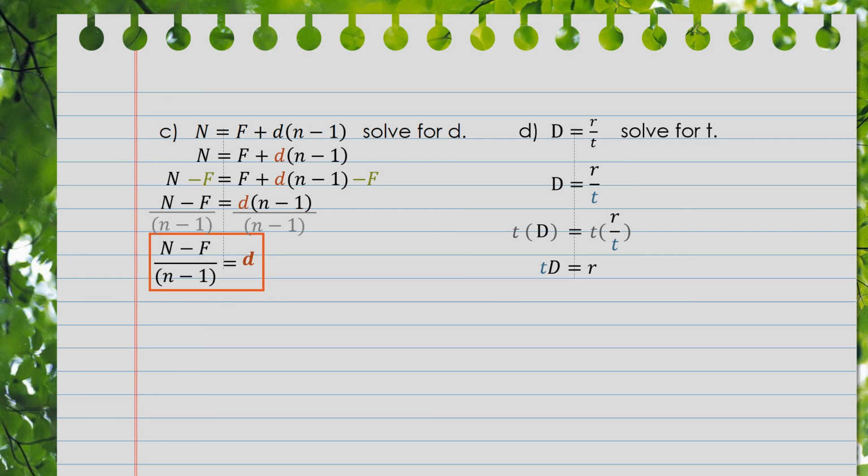We no longer have any fractions to worry about, and T is no longer trapped in a fraction. But now our focus goes directly to the T. I want T by itself. So investigate what's happening to the T and the D. Well, they're multiplying. So to undo multiplication, we must divide the left side by D as long as we divide the right side by D. And any number divided by itself will reduce to 1, which leaves T all by itself, and that will equal R over D. That would be your solution.